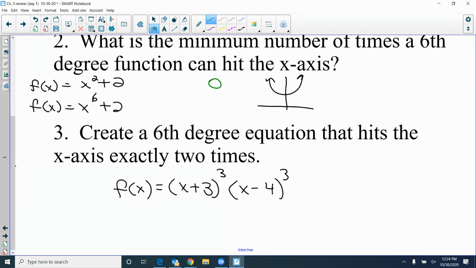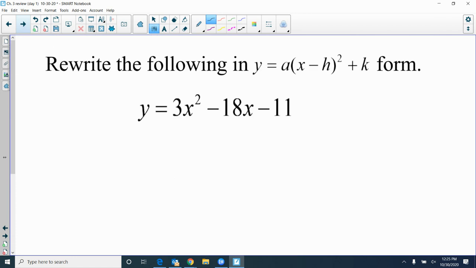Can't you just move it down, like x to the 6 minus 4? Yes, that'll work too. This one, at least you can tell where they're at. But no, that's a good point. X to the 6 minus 4 would hit twice as well.